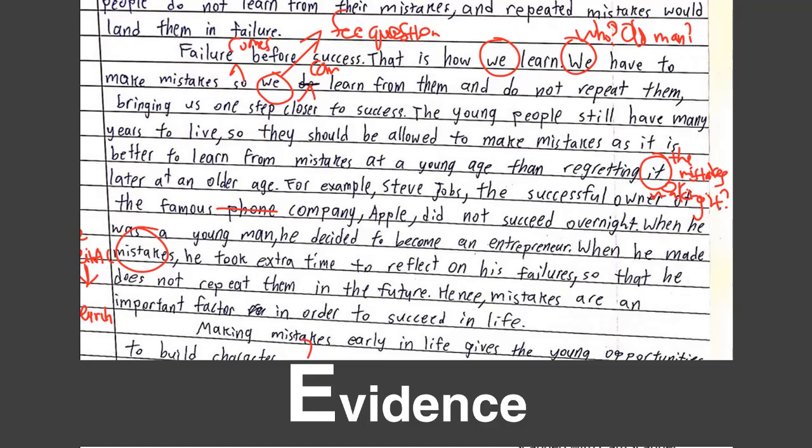Look at the evidence. When you're looking for evidence, this student, take a look, does he have evidence? He doesn't really have evidence per se. He has this idea of an example, which is acceptable, but let's take a look at the example. "For example, Steve Jobs, the successful owner of the famous phone company, he sells tablets as well, Apple, did not succeed overnight. When he was a young man, he decided to become an entrepreneur. When he made mistakes, he took extra time to reflect on his failures, so that he does not repeat them in the future."